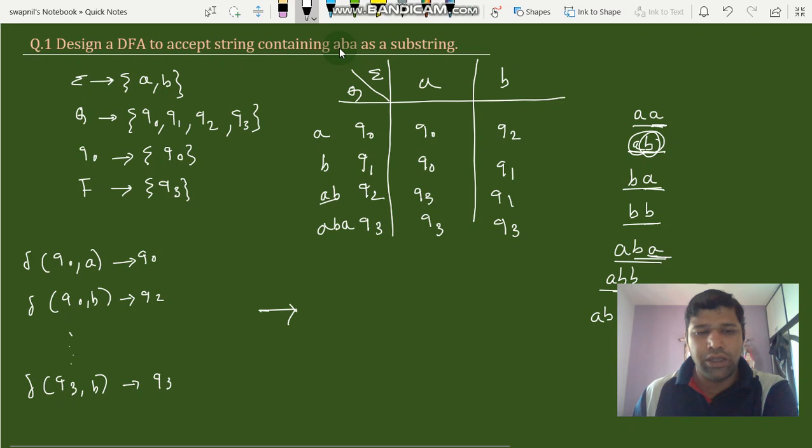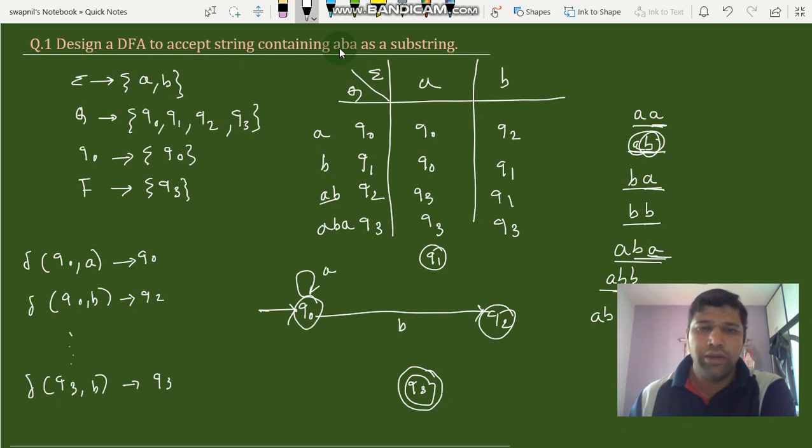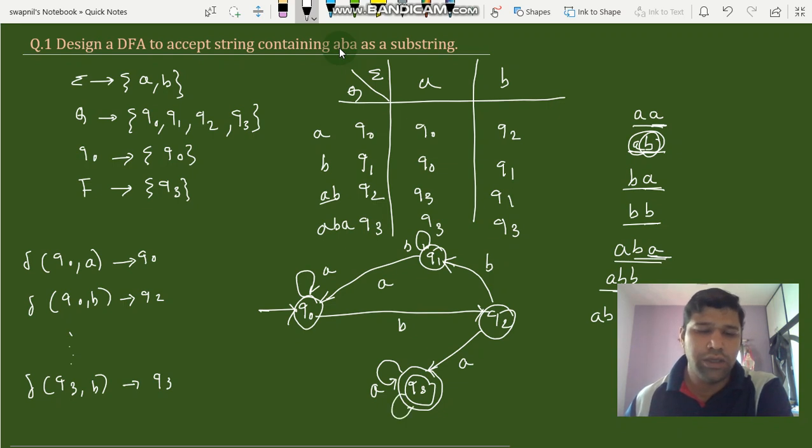Now we'll see how to draw the state transition diagram for this problem. I have states Q0, Q1, Q2 and Q3, which is also a final state, so I'll make it a double circle. Q0 with A goes to Q0, Q0 with B goes to Q2, Q1 with A goes to Q0, Q1 with B remains on the same state Q1, Q2 with A goes to Q3, Q2 with B goes to Q1, and Q3 with A and B both remain on the same state. So this is the state transition diagram for this problem.